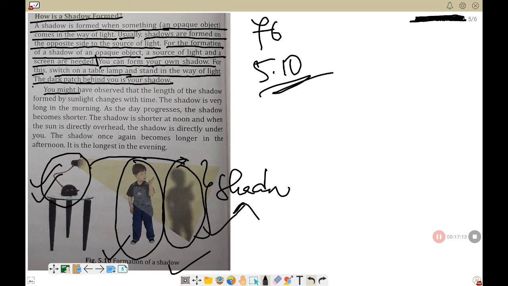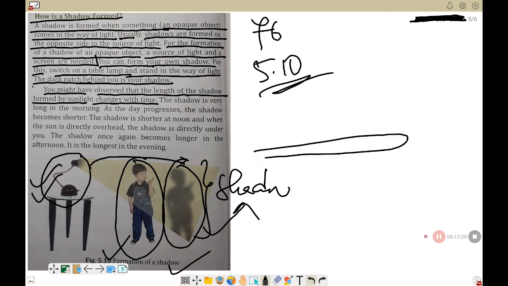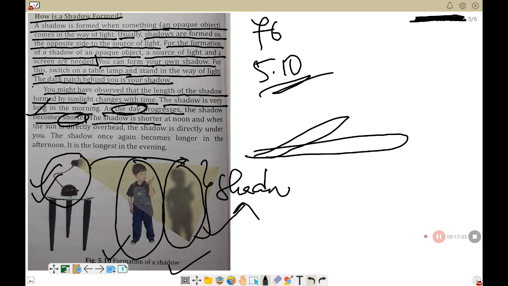So this is your shadow. You might have observed that the length of the shadow formed by sunlight changes with time. Sometimes a long shadow forms, sometimes a short shadow, isn't it? So the shadow is very long in the morning. As the day progresses, the shadow becomes shorter. So when is the shadow shorter? In the daytime. The shadow is shorter at noon. And when the sun is directly overhead, the shadow is directly under you. The shadow once again becomes longer in the afternoon and it's longest in the evening.